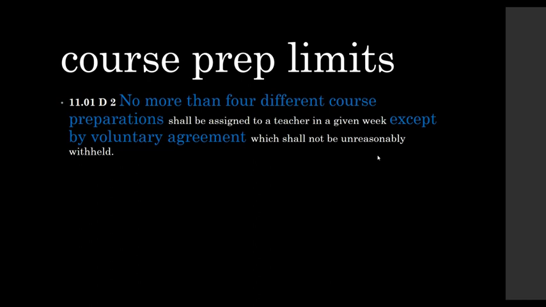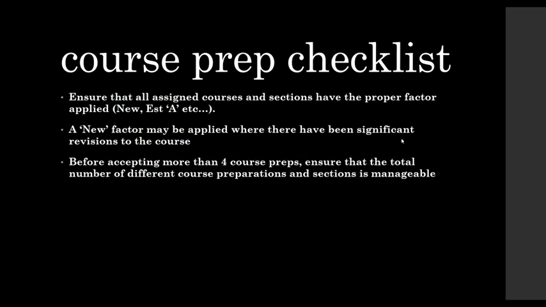It can be very quickly overwhelming to have 5 or 6 different courses to prepare for. So we just caution you, if you're going to accept more than the 4, make sure you're able to handle those throughout the semester. So given those limits and those factors, what should you do when you receive your SWF to check that the prep factors are accurate?